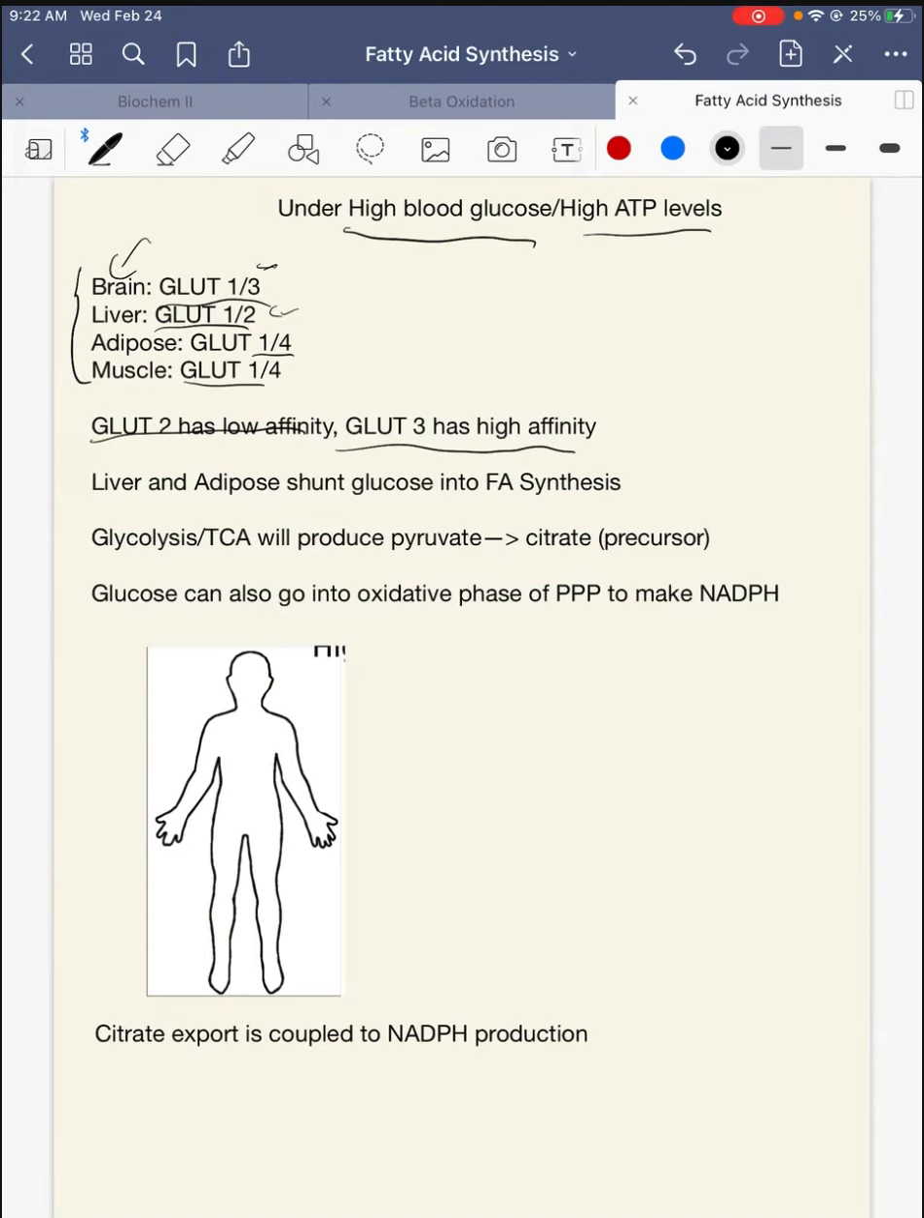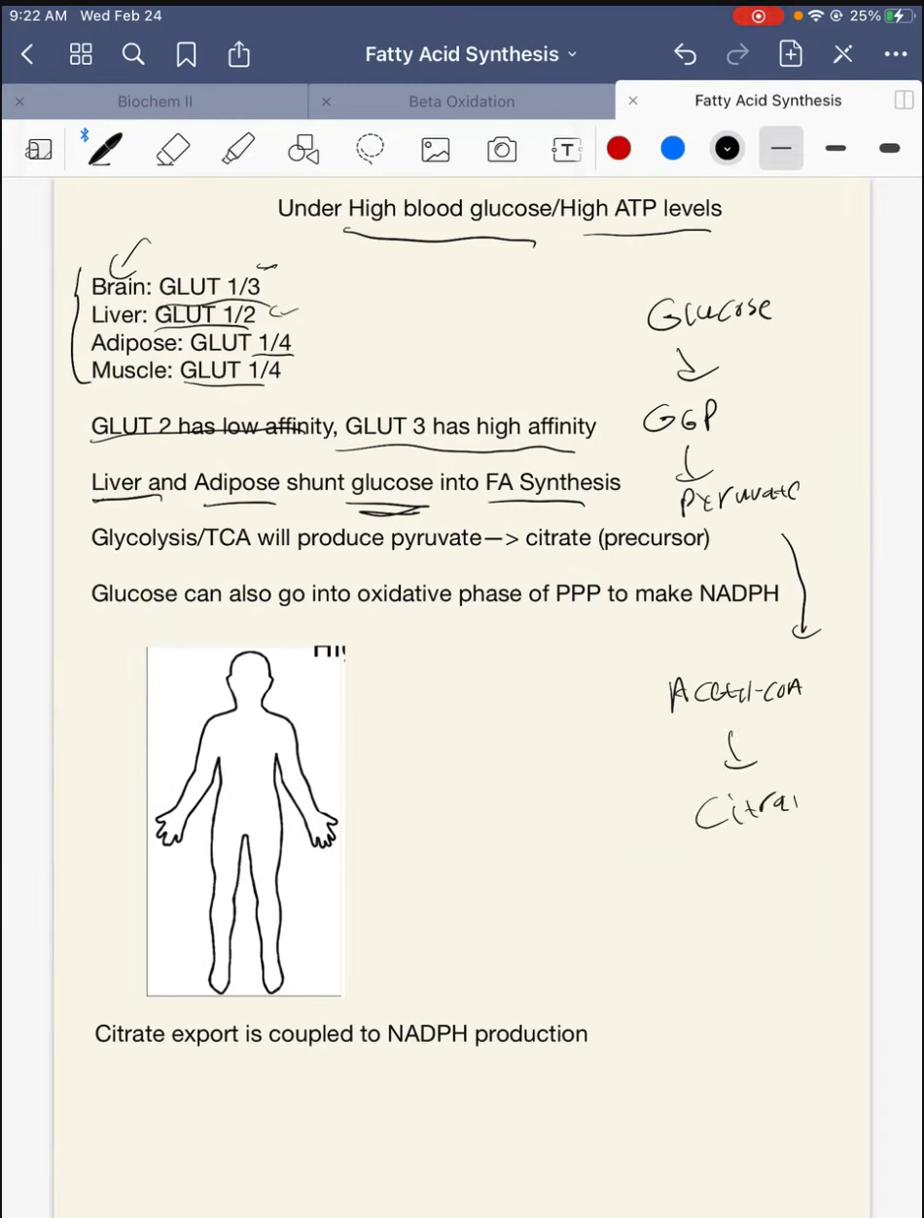Okay, so like I said, the liver and the adipose tissue will usually shunt the glucose that comes from the blood into the cell into fatty acid synthesis. So let's talk about how this happens. We have glucose inside the cell, and then we make G6P, and then we make pyruvate, and then pyruvate can be converted into acetyl-CoA, and then acetyl-CoA can be converted into citrate. So when we convert from glucose all the way down to pyruvate, we'll make the ATP that the cell needs.